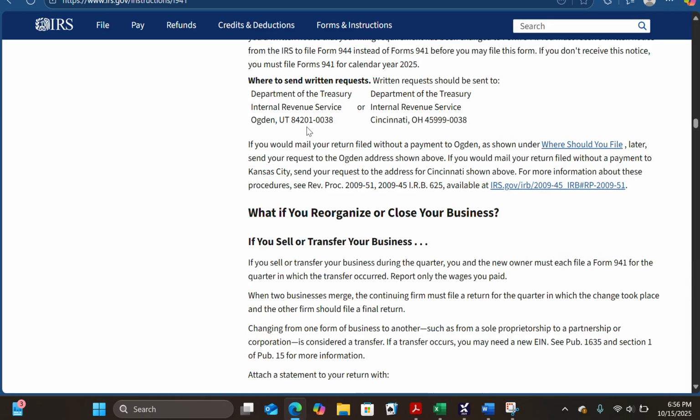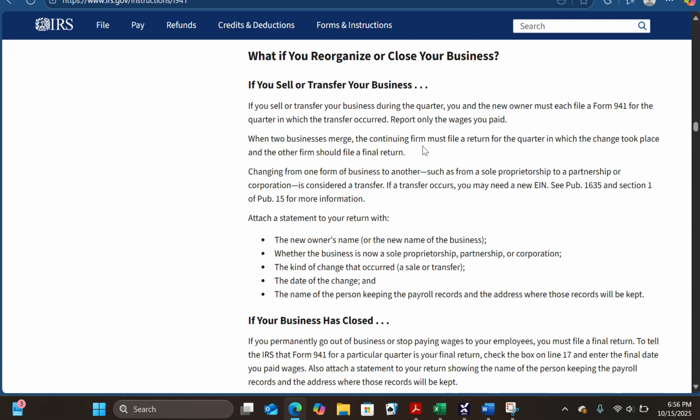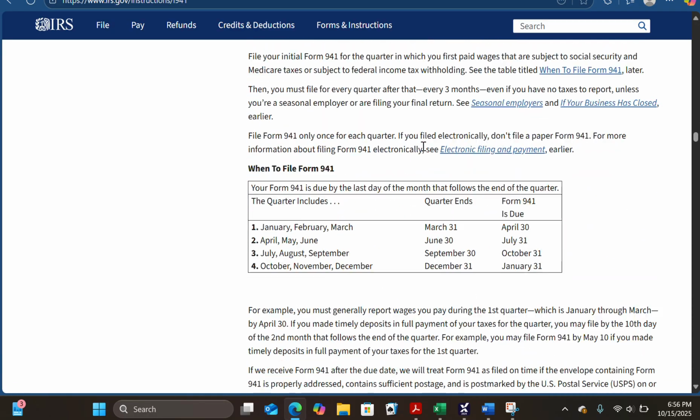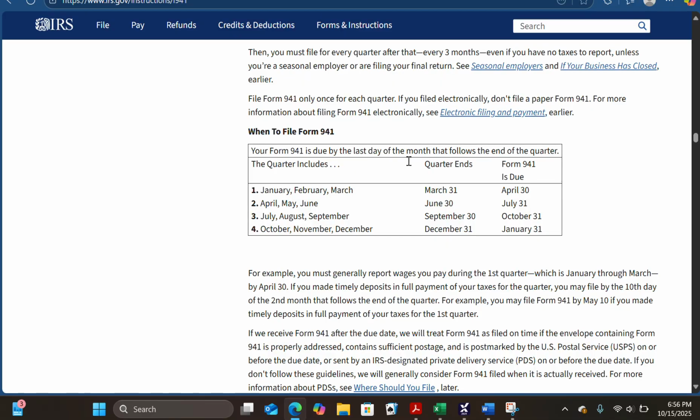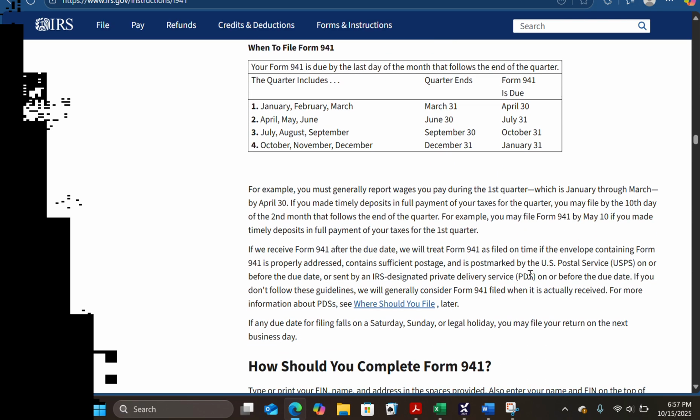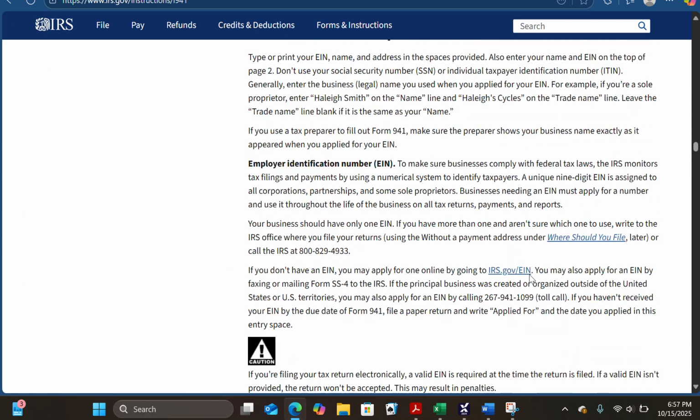There it is. So you got two for Ogden, Utah, and Cincinnati, Ohio. And these are when the quarters end, and this is when the forms are due: April 30th, July 31st, October 31st, and January 31st. They're really, really strict about these deadlines, so if you don't do it, you'll get noticed, and then you have to fight it.